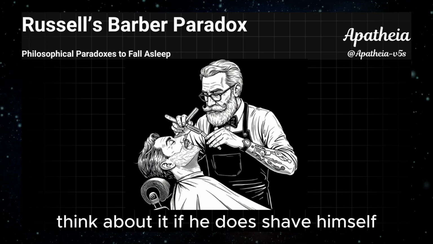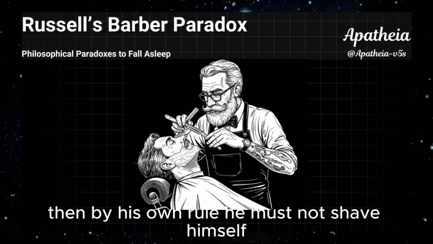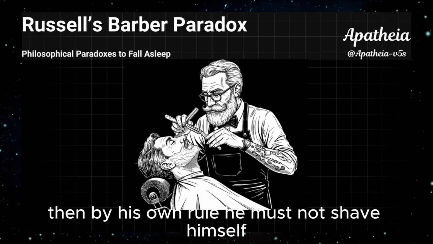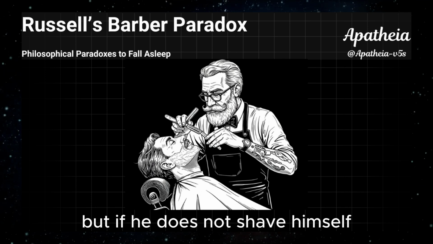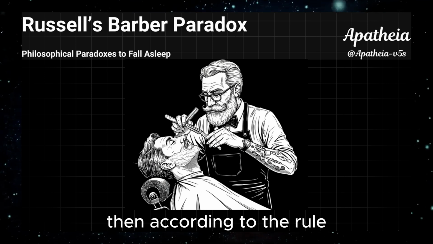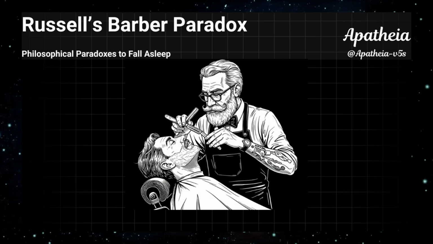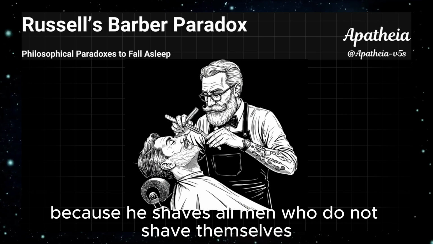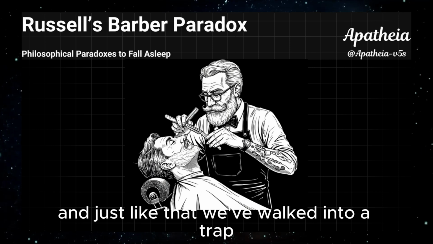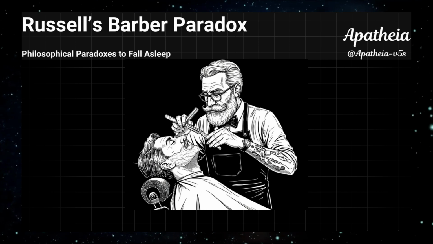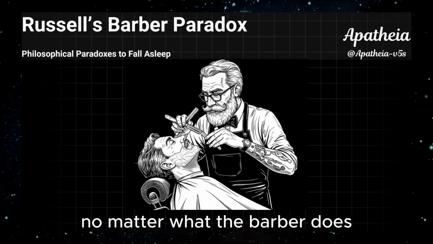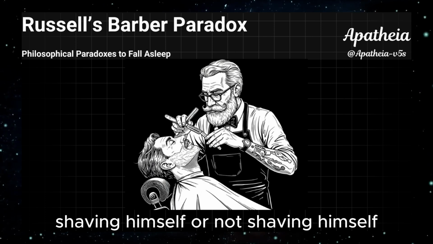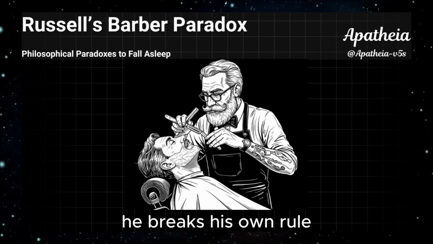Think about it. If he does shave himself, then by his own rule he must not shave himself, because he only shaves men who do not shave themselves. But if he does not shave himself, then according to the rule he must shave himself, because he shaves all men who do not shave themselves. And just like that, we've walked into a trap. A loop. A logical tangle. No matter what the barber does, shaving himself or not shaving himself, he breaks his own rule.